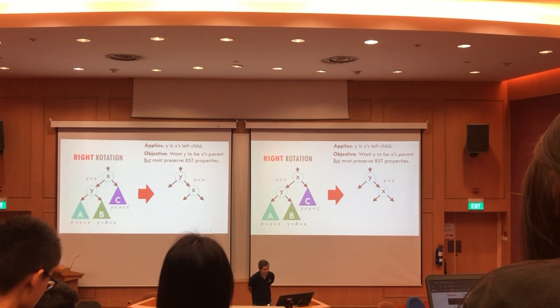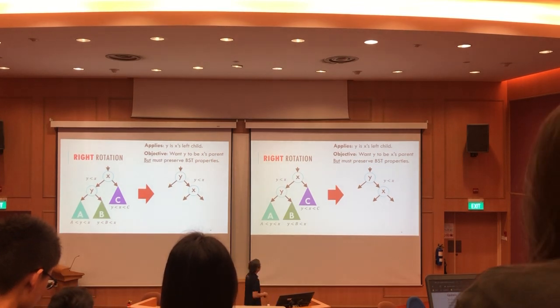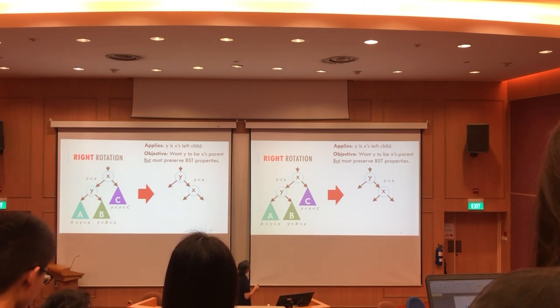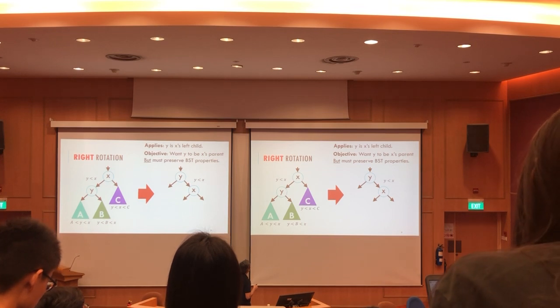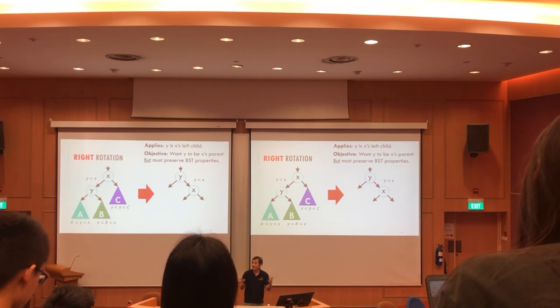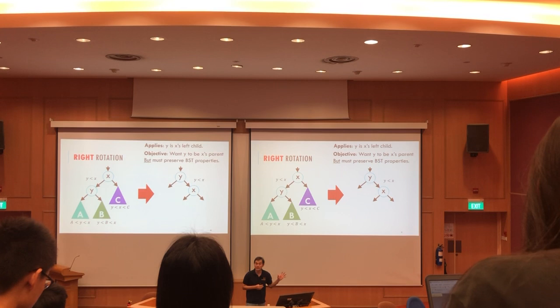Now, here's a right rotation. Right rotation is when we want y to be x's parent, but on this side. Y is x's left child. So we're going to do exactly the same thing as we did before, and examine this in the same way.